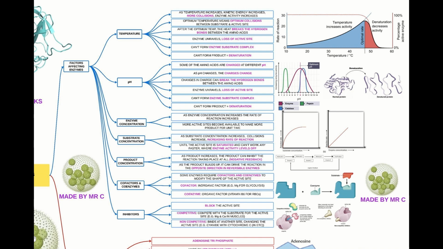Non-competitive inhibition allows for a molecule to bind to another site, changing the active site. And the example here is cyanide reacts with cytochrome C in the electron transport chain to stop cellular respiration.